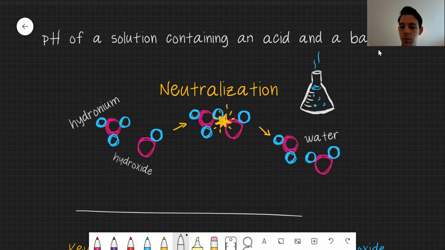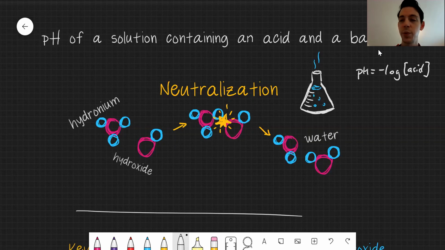Hello everyone. Today we're going to look at how we can figure out the pH of a solution that contains an acid and a base. So previously we talked about how to find the pH of a solution that is acidic. If it was a strong acid, we could simply use pH equals negative log of the acid concentration. And if it was a weak acid, we would have to do a little bit more work. We'd have to use Ka, maybe an ice table, and solve for the hydronium concentration.